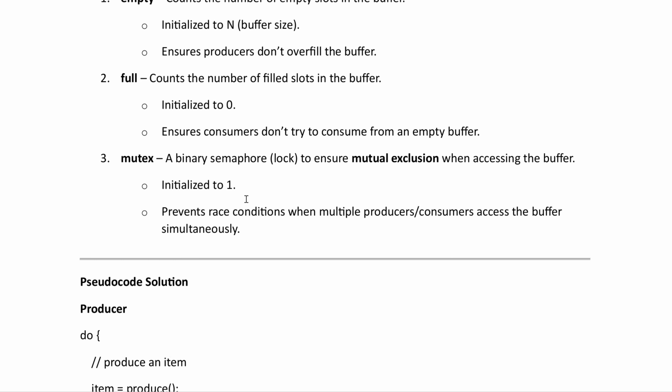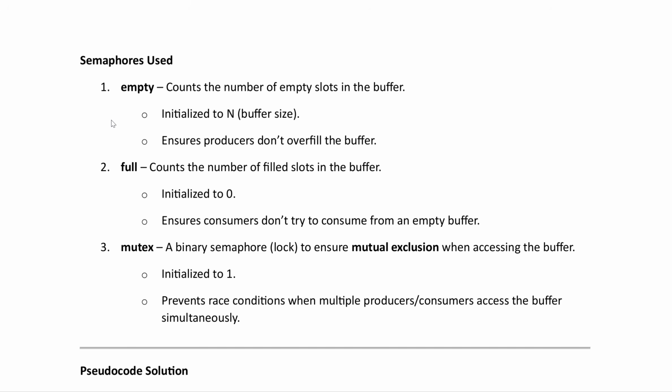This is the problem. Now the semaphores used for this producer consumer problem are, first, the empty semaphore. As the term signifies, empty will count the number of empty slots in the buffer, that is, how many empty slots are there in the buffer which can be filled by the producer. The empty semaphore is initialized to capital N, the size of the buffer. The empty semaphore also ensures producers don't overfill the buffer, because only N items can be added into the buffer.